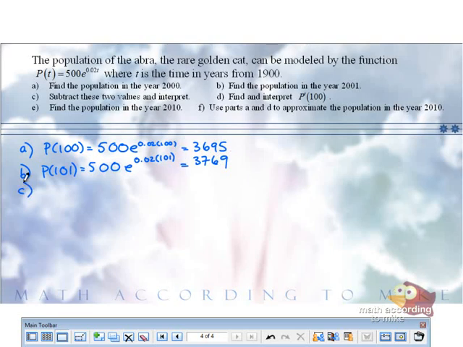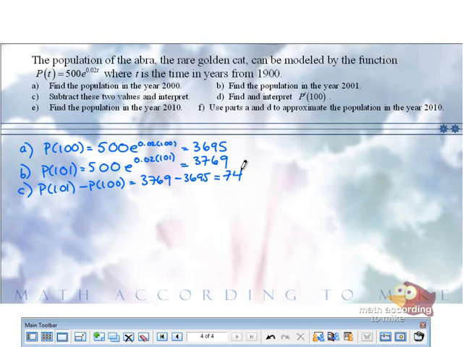So part C, subtract these two values and interpret. So this is just like our previous one. Notice the order in which we're going. 3769 minus 3695 is what? 74. So what does that mean? Well, did we find a derivative? So it's not a rate of change because it's not a derivative. During the year 2000, 74 more abras were born. Any of those are fine. So in other words, there's 74 new abras by the year 2001.